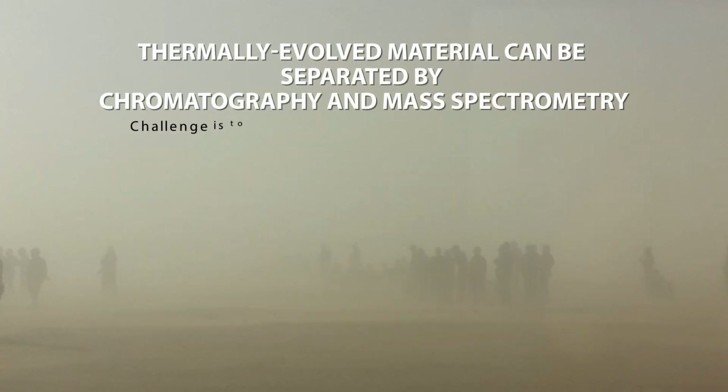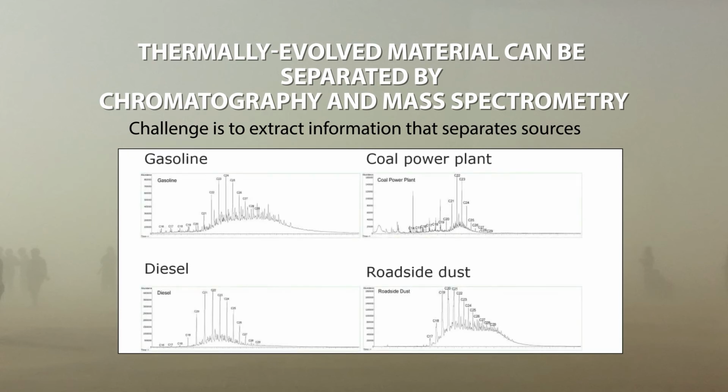So this is a typical graph generated in chromatography mass spectrometry for a gasoline engine. These are the compounds emitted from gasoline-powered vehicles, the carbon compounds and their concentrations. Even the source profile is available for road dust.